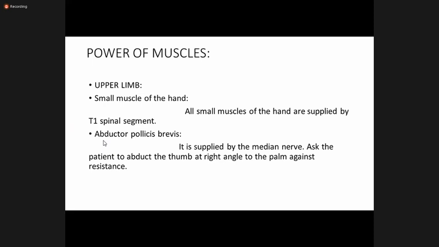In the upper limbs, all the small muscles of our hand are supplied by the T1 spinal segment. The abductor pollicis brevis is supplied by the median nerve. Ask the patient to abduct the thumb at a right angle to the palm against resistance to check the power of abductor pollicis brevis.